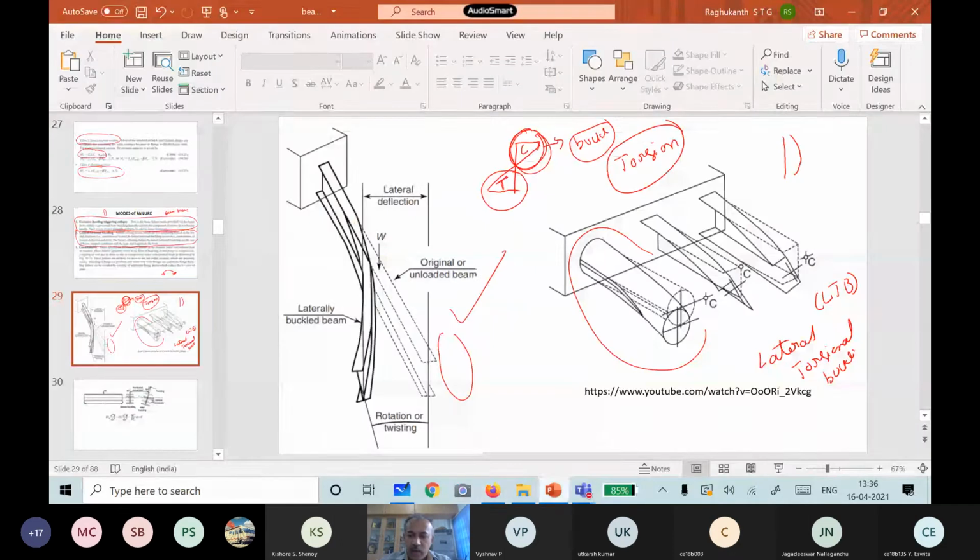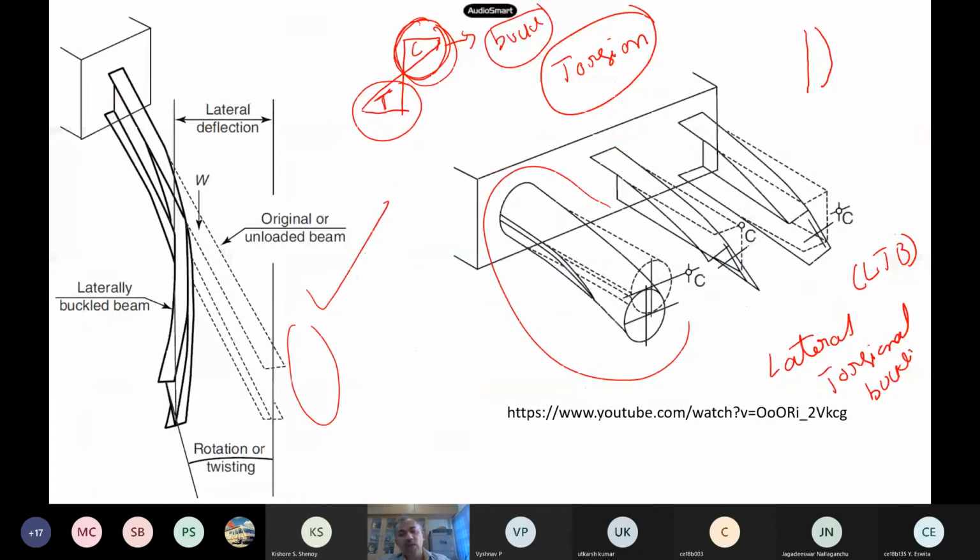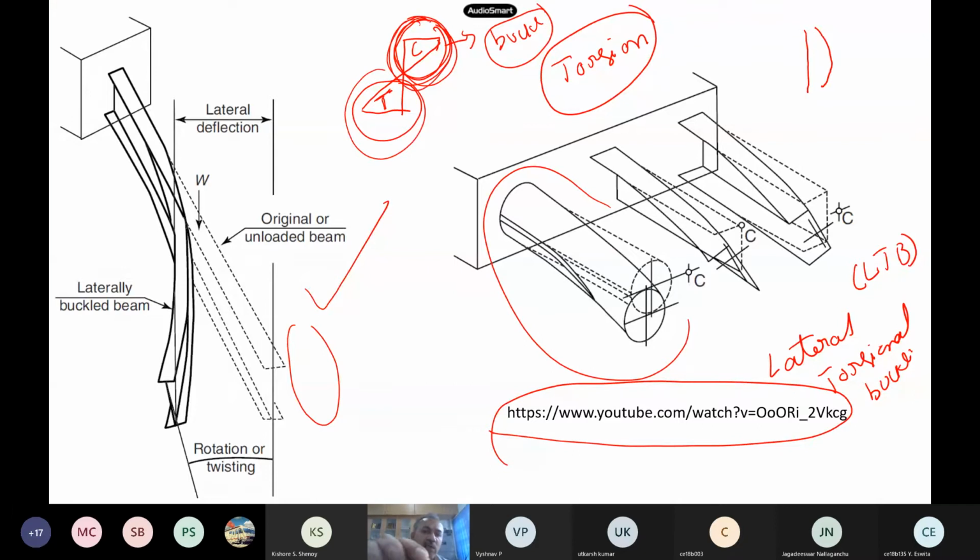So let us go back to our topic. So that is how the lateral torsional buckling happens basically. Okay, because the top one is in compression, the bottom one in tension. The top one tries to buckle, the bottom one doesn't want to buckle. So your torsion also comes into picture. So it is a mix of bending and torsion.